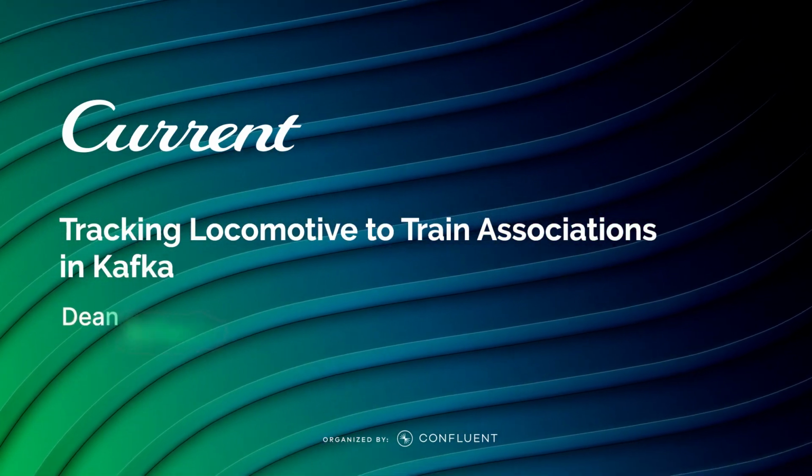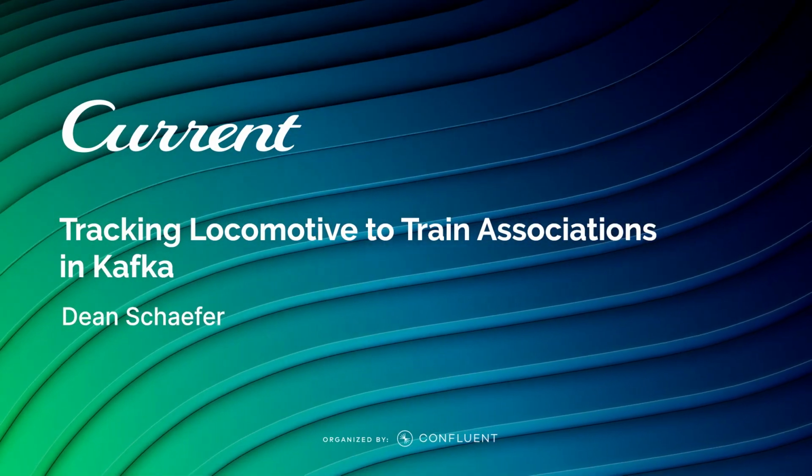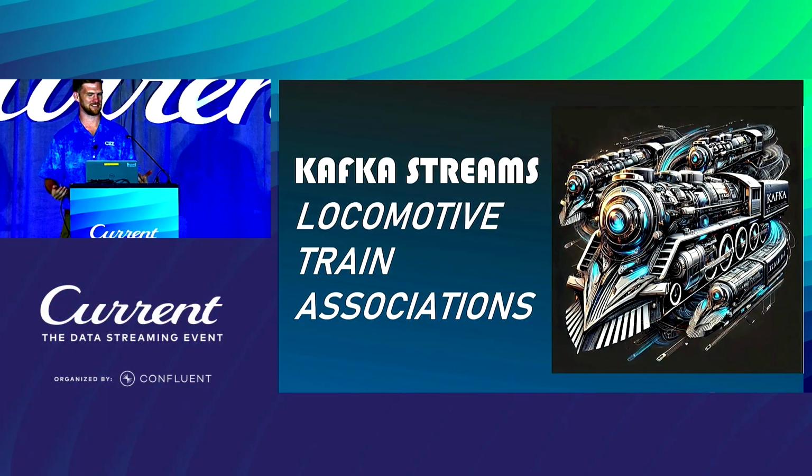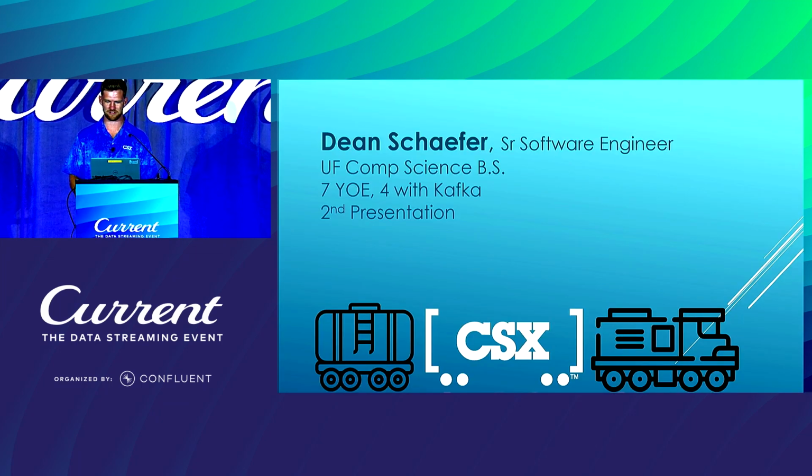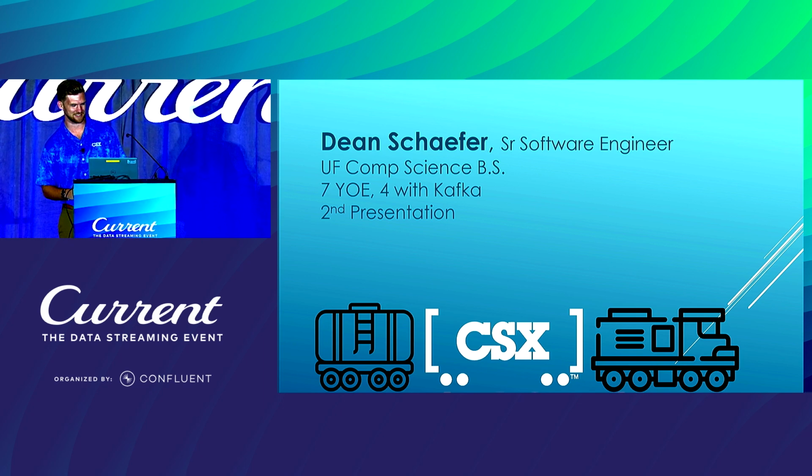Today we're going to be talking about running trains, specifically locomotive to train associations in Kafka Streams. So if you're not too familiar with Kafka Streams, you might be in over your head, but I'll do my best to explain it as easily as possible.